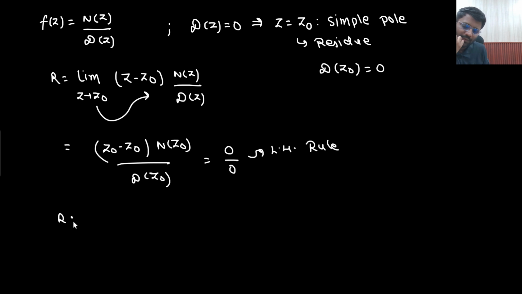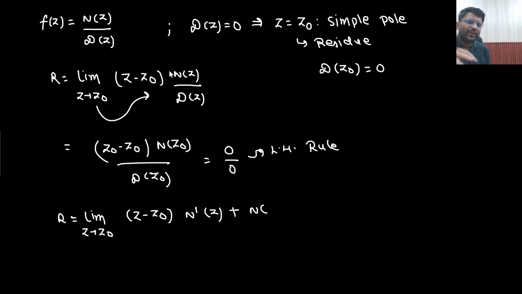So what will be your residue? Limit z tending to z naught. First one as it is, differentiation of numerator plus, I am applying L'Hopital rule, upper side differentiation and down side differentiation. Then numerator as it is and differentiation of z minus z naught will be 1 divided by differentiation of denominator.